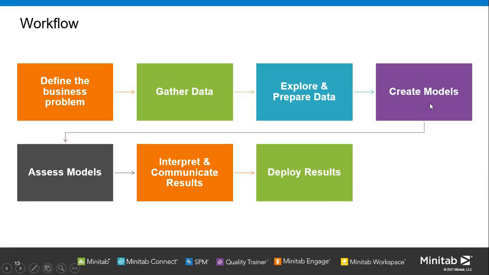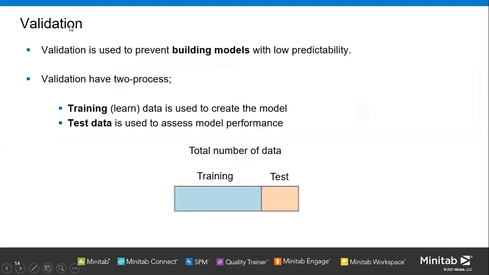Before we create the models, something different between the traditional way and predictive analytics is what we call validation. Validation is to prevent building models with low predictability. In the validation, we have two processes: a training data set, where you learn from the data to create the model, and the other portion, which we call the test data set, to validate your model.